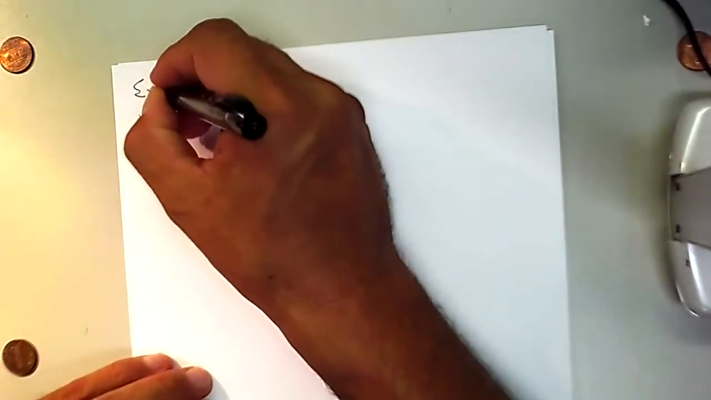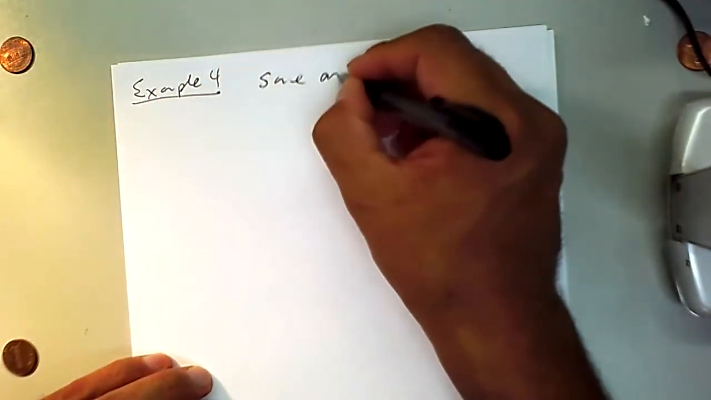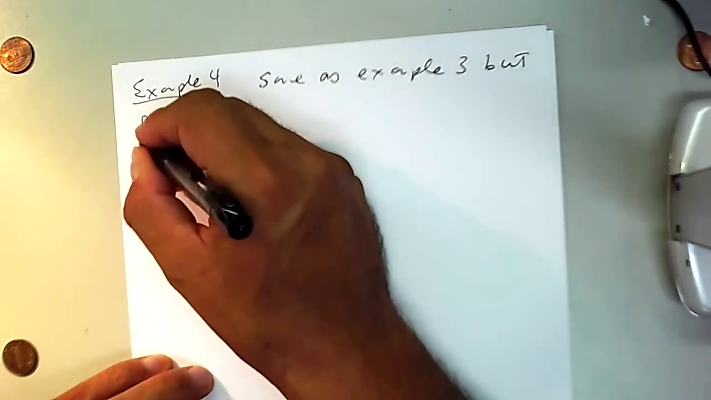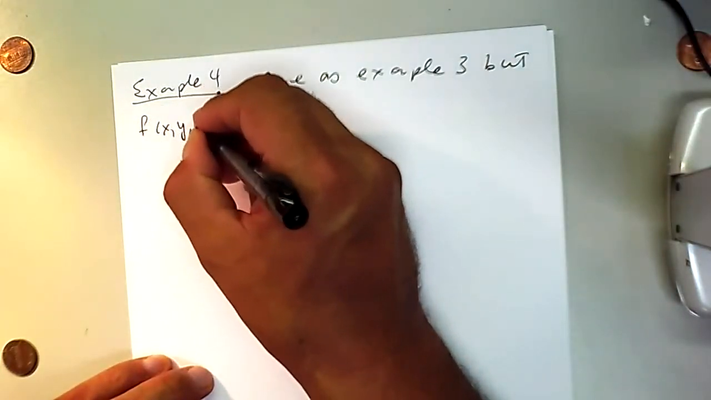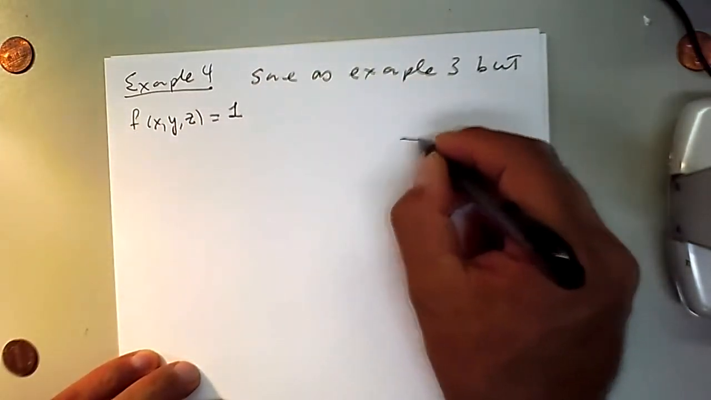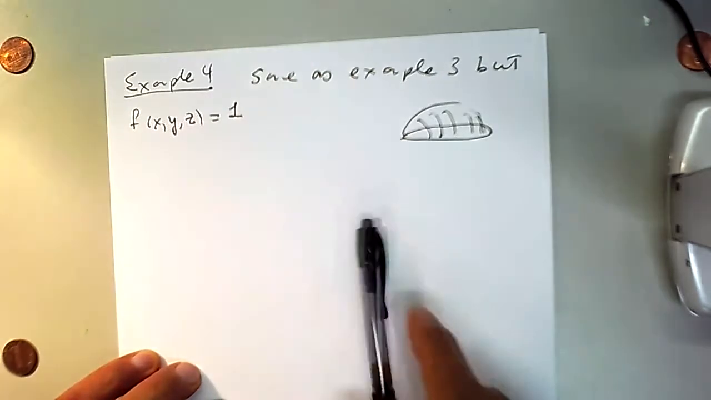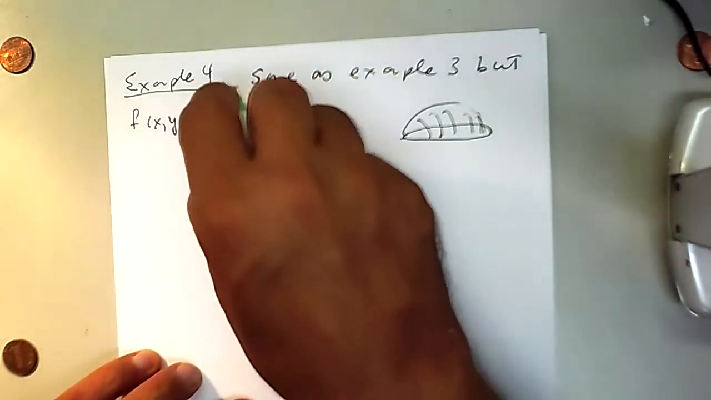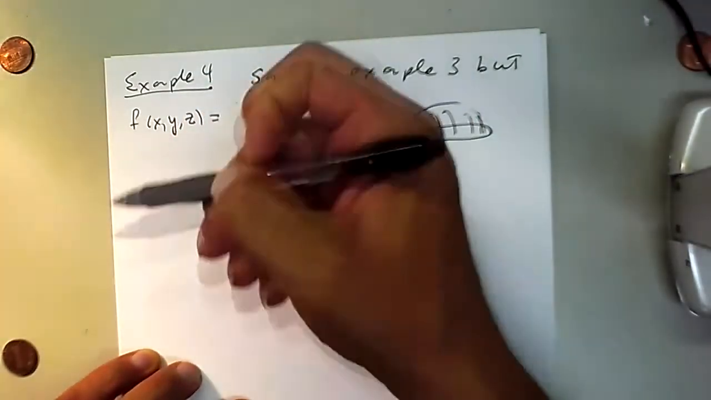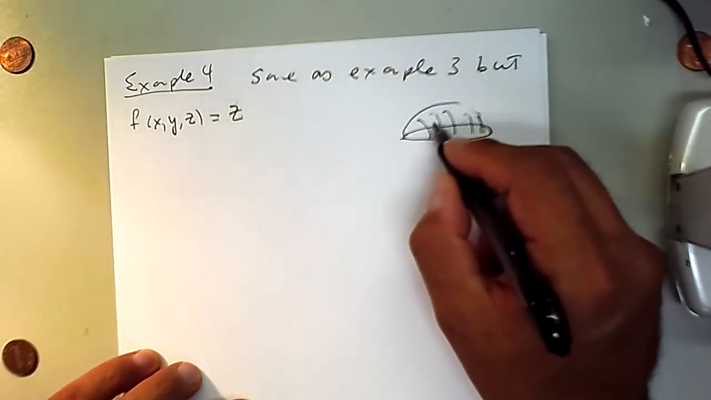Example 4. Okay, so same as example 3, but the function will be z. I didn't mean that, I meant z. Otherwise, we have exactly the same example. The same surface. But now we're going to put values other than 1.